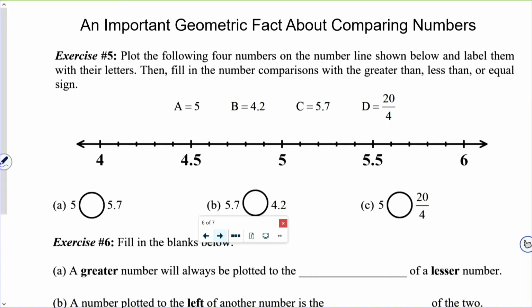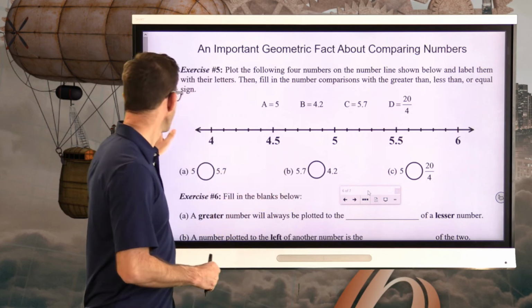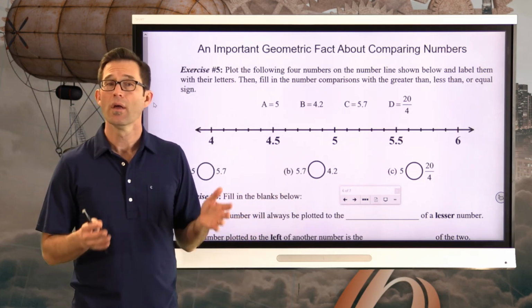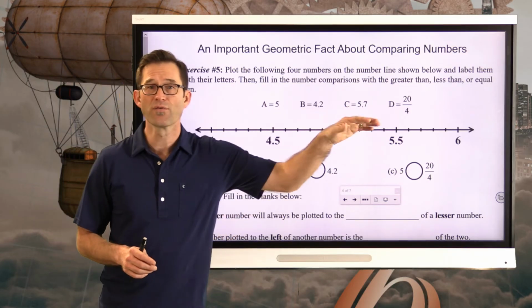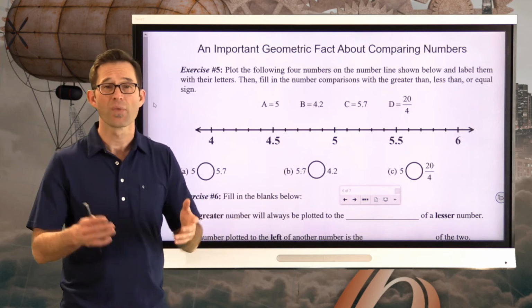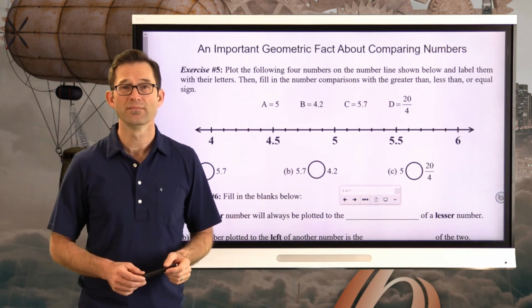Exercise number 5. Plot the following 4 numbers on the number line shown below and label them with their letters. Then fill in the number comparisons with greater than, less than, or equal. All right, simple enough. So let's do this. Let's have you pause the video, fill this out again, just plot those 4 numbers, then compare in these blanks, and then we'll talk about them. Take a few minutes.